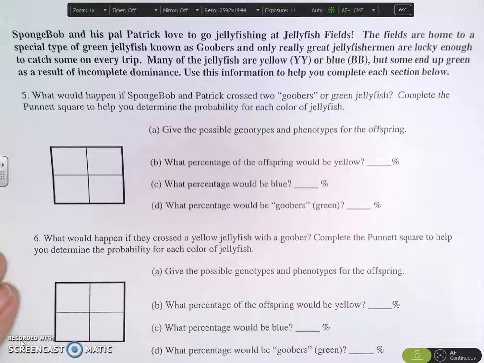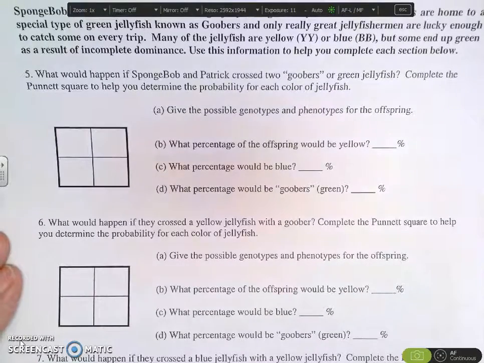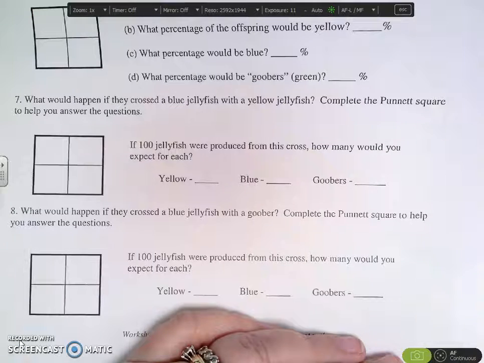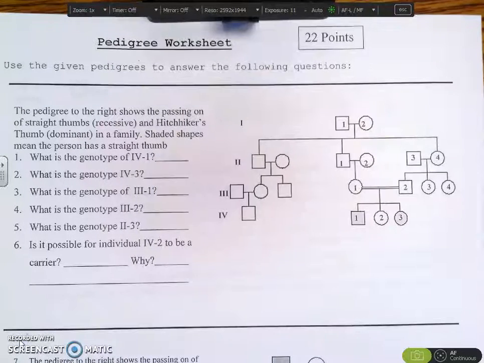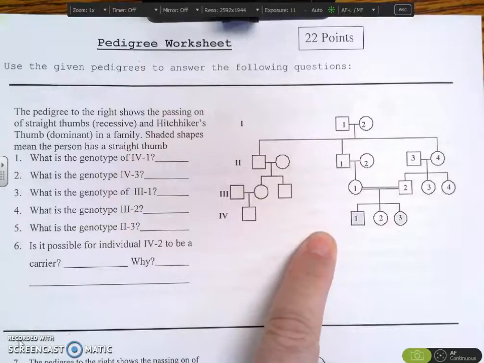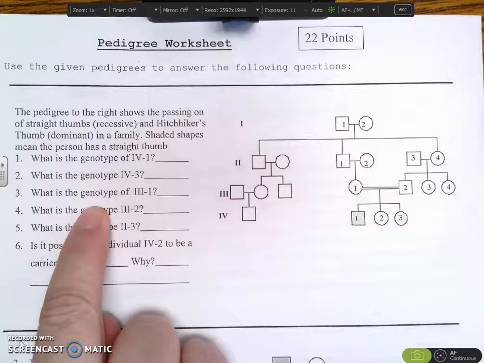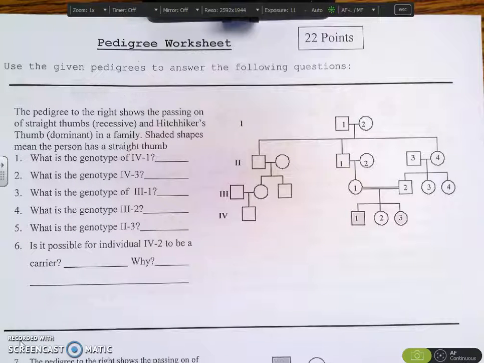Take a look at number 5 and number 6, number 7 and number 8. Same as before, if you're watching the video, the pedigree worksheet, the only thing you need to write down is the pedigree chart itself and the answers. No need to write down the statement or the questions. Okay, so you're going to need 2 different colored highlighters or 2 different colored pencils. Everybody ready?